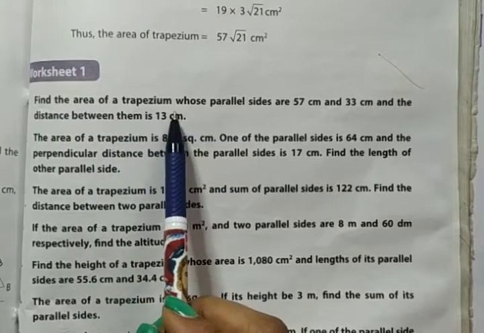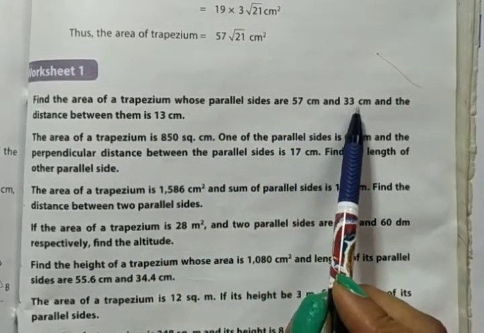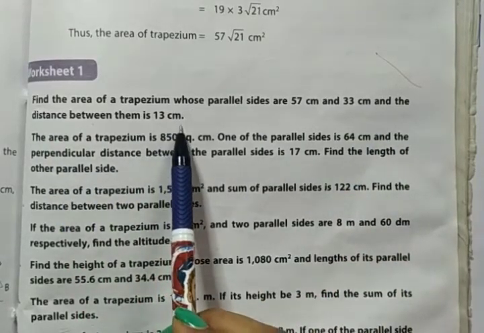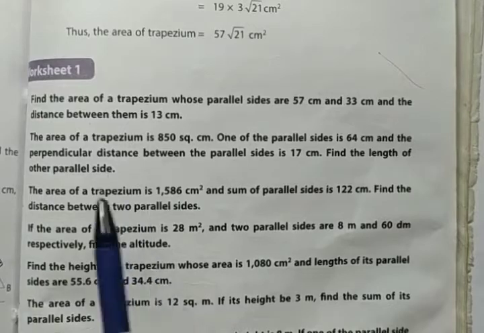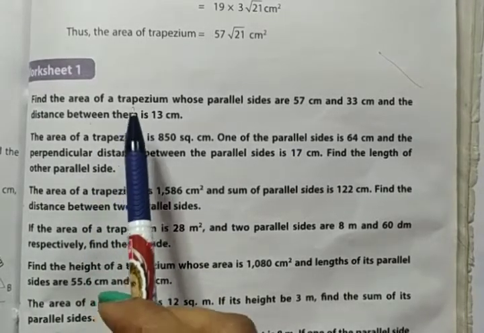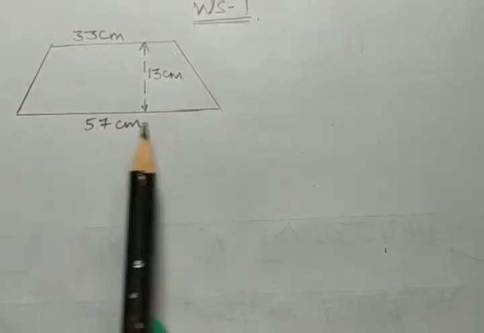Find the area of a trapezium whose parallel sides are 57 cm and 33 cm and the distance between them is 13 cm. Dear students, before starting the solution, first we have to draw a rough figure based on the information given in the question. So this is the rough figure.